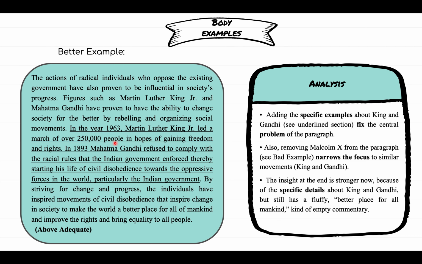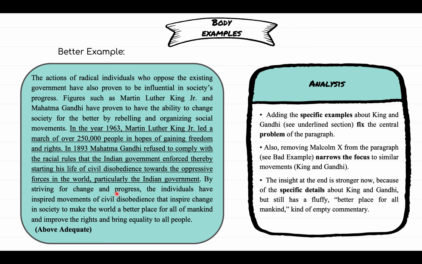Now, look at this, just a minor addition. I don't think that this is good necessarily, but it is better. So again, the actions of radical individuals opposing the existing government have proven to be influential. Figures like the following. In the year 1963, Martin Luther King led, now in this example, by the way, we only have King and Gandhi. I took out one of the other ones just to not make it too heavy. In the year 1963, Martin Luther King led a march of over 250,000 people in hopes of gaining freedom and rights. In 1893, Gandhi refused to comply with the racial rules of the Indian government and was forced off, thereby starting his life of civil disobedience toward the oppressive forces in the world, particularly the Indian government.